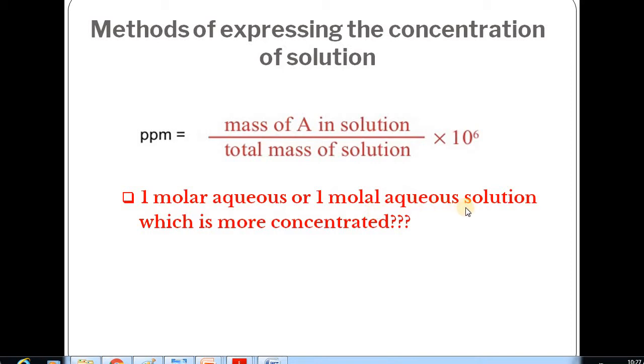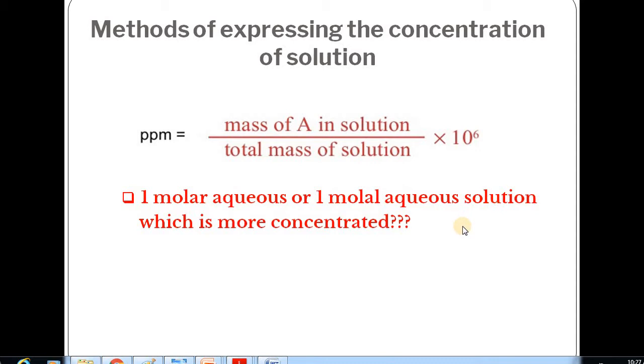As the solvent is water here, we are talking about the aqueous solution, and we know that the density of water is 1 gram per centimeter cube, or you can say the density of water is 1 gram per ml. So from that we can say that in case of 1 molar aqueous solution, we will have 1 mole of solute in 1 liter of solution. Whereas in this case, 1 mole of solute is present in 1 liter of solvent. How we can say that?